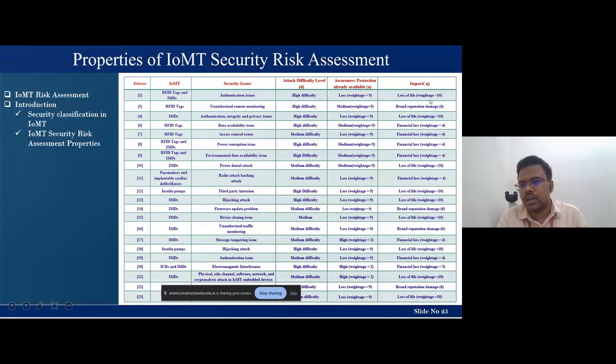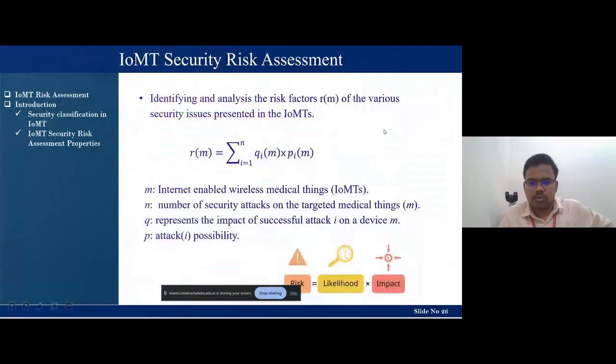Impact. As I already said, there are three major impacts: loss of life, brand value loss, and financial loss. Each and every attack has been classified accordingly. So this is a formula to find the risk factor. The risk factor is nothing but probability times impact.